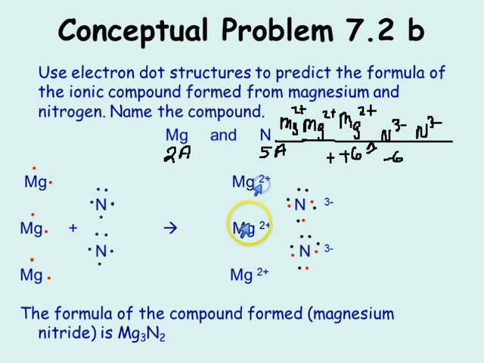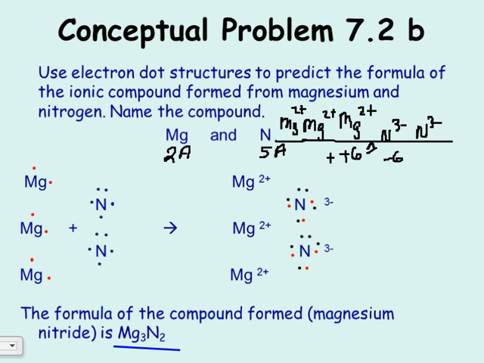Again, here we see each magnesium lost 2 electrons, and each nitrogen picked up 3. So it's not a complete 2 to 1 or 3 to 1. And here we have it. For every 3 magnesiums, we need 2 nitrogens. So it's Mg3N2.